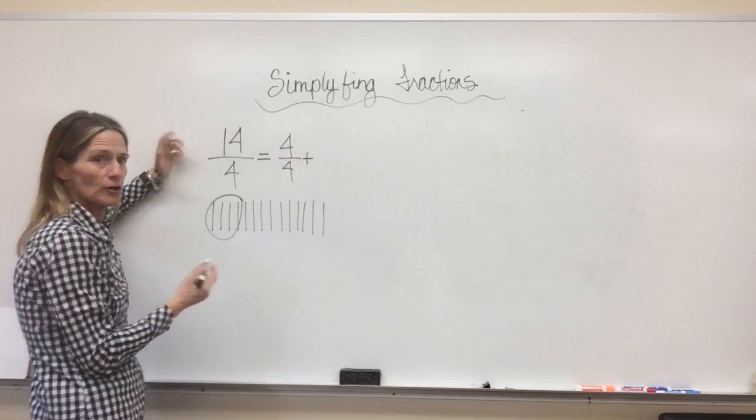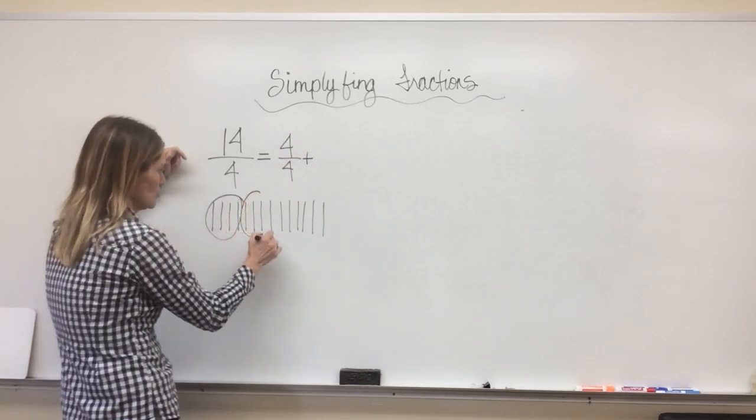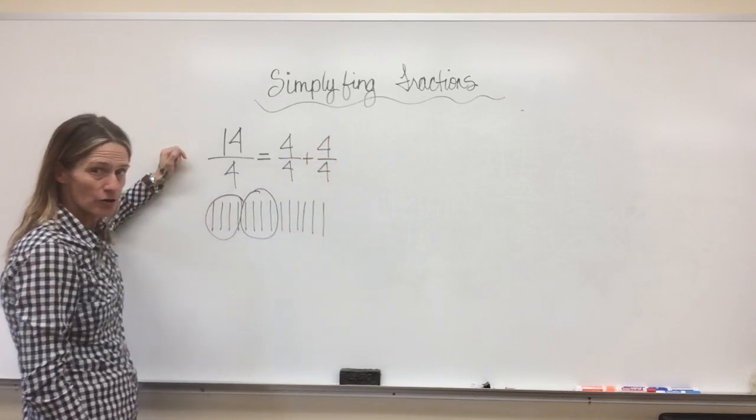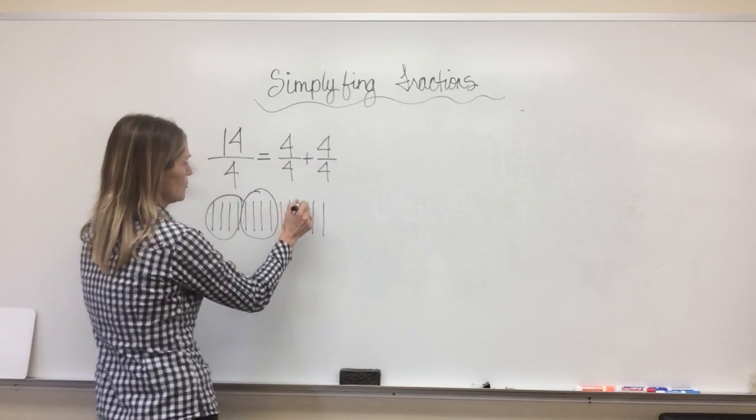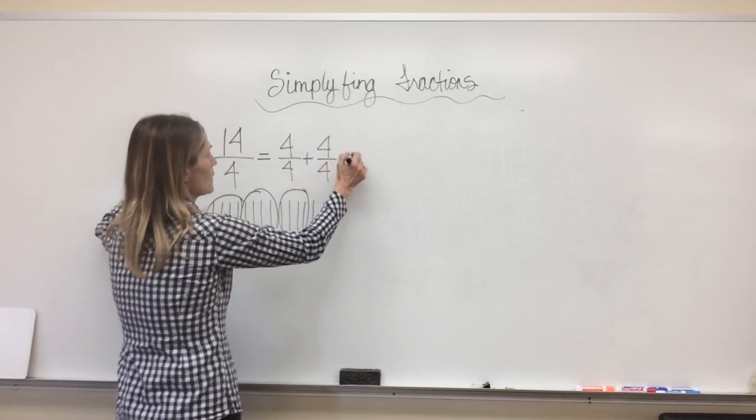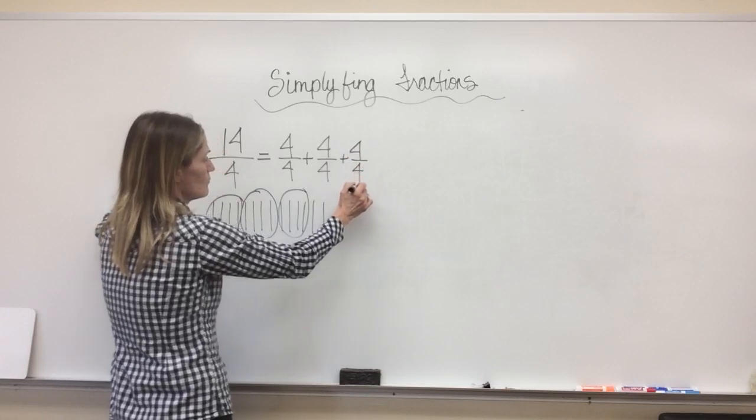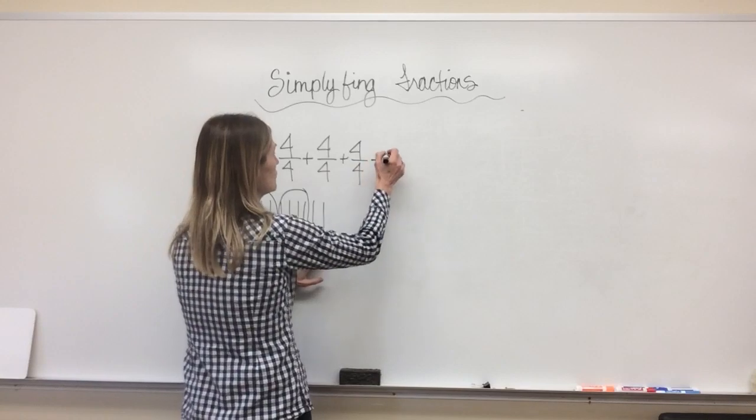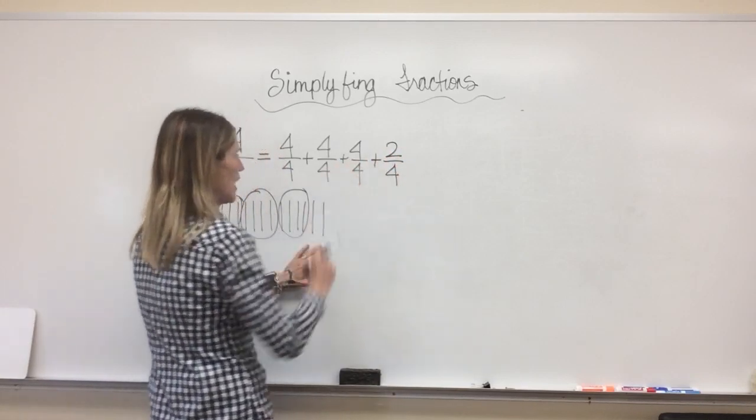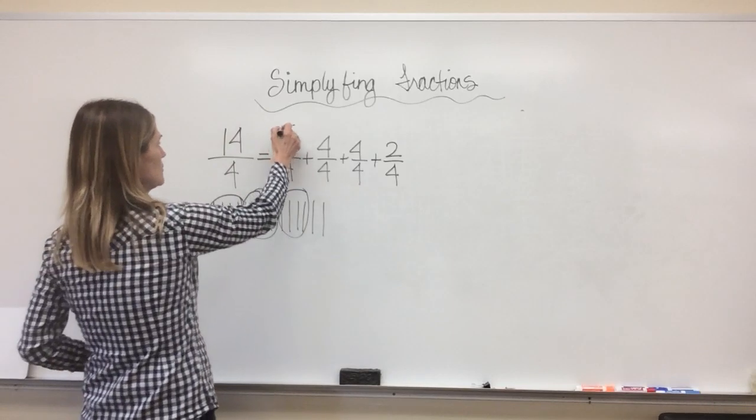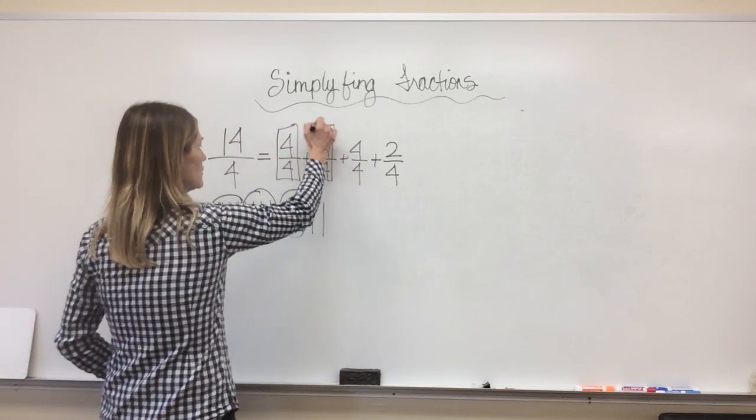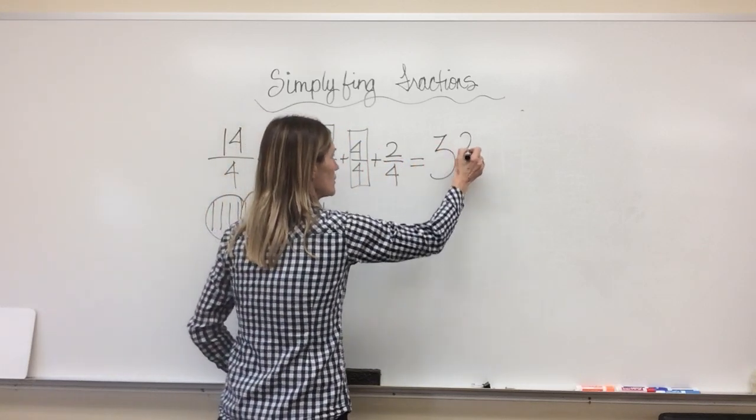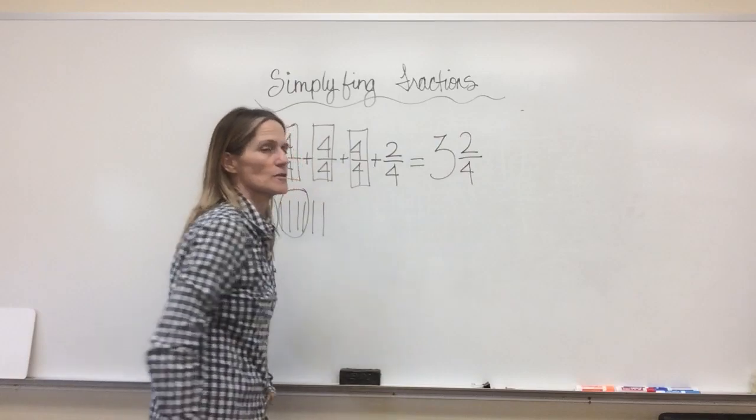Can I pull out another group of 4? Yeah, I have room. 1, 2, 3, 4. Can I pull out another group of 4? I certainly can. 1, 2, 3, 4. Can I pull out another group of 4? I can't. I only have 2 left. So I have 2/4. That means here's my 1, 2, 3. This equals 3 and 2/4.